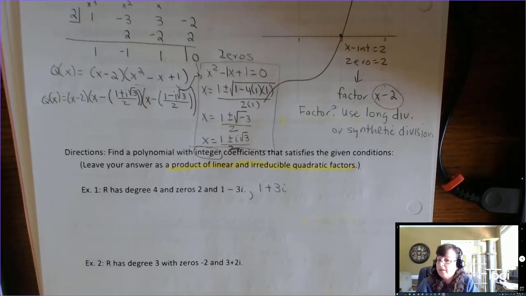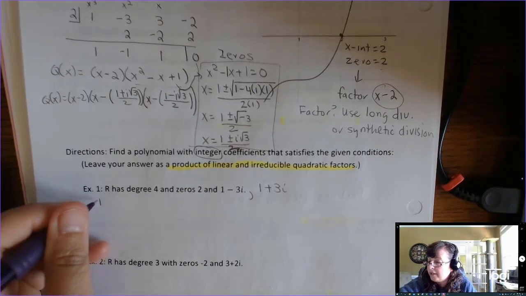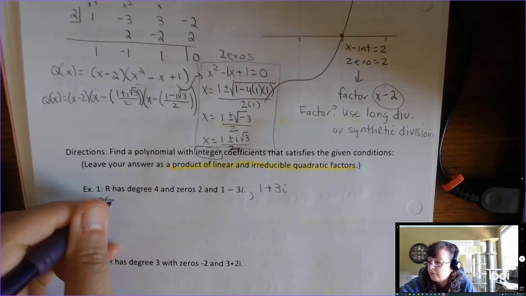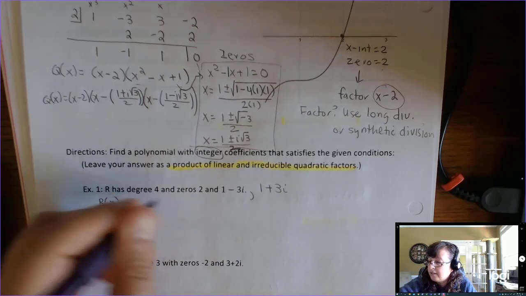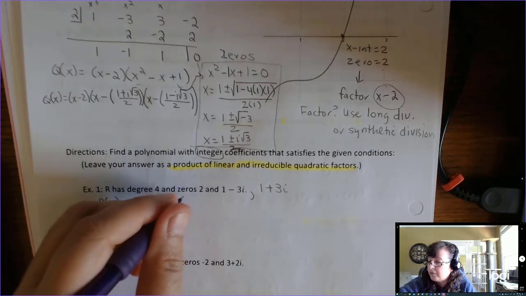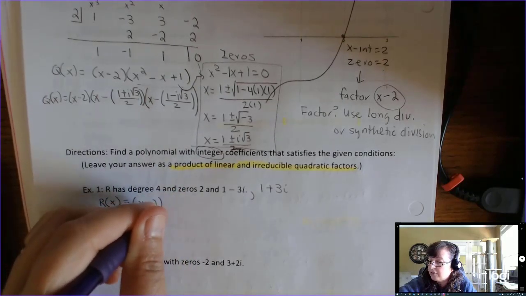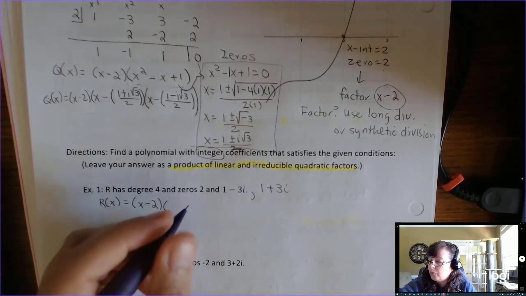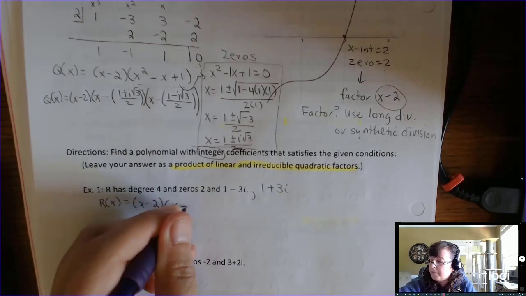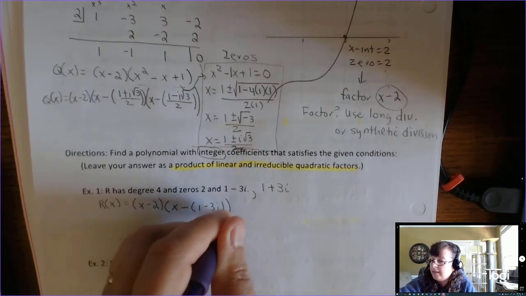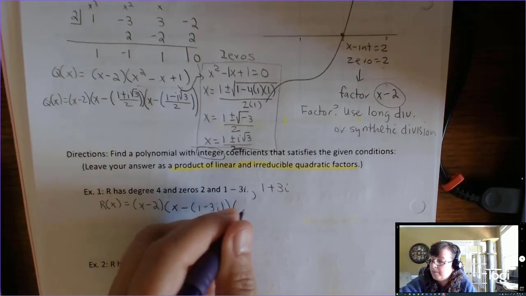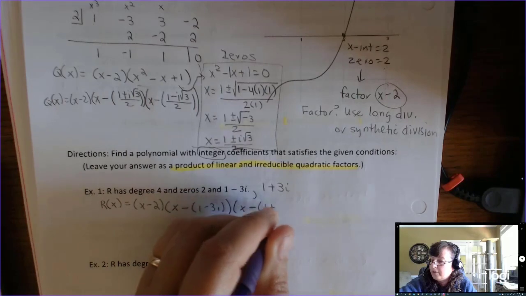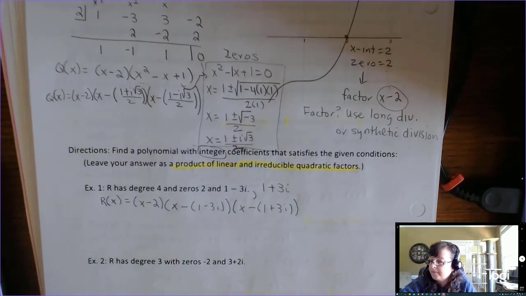And we want to write a polynomial with integer coefficients and leave it as a product of linear and irreducible quadratics. Okay, well R has degree 4. So something is going on here. The zero is 2. You have to turn that into a factor, so that's x minus 2. The zero is 1 minus 3i, so turn that into a factor. That's x minus 1 minus 3i. And the zero 1 plus 3i, that's x minus 1 plus 3i.